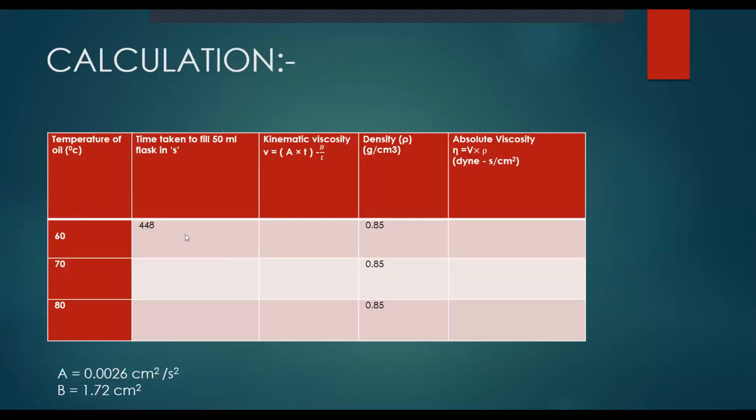No, kinematic. When you apply this equation directly, you will get the kinematic viscosity. So you should plot the graph temperature versus kinematic viscosity. That is one graph. The second graph is temperature versus absolute viscosity. 2 different graphs. Here, which one is the x-axis, which one is the y-axis? Do you think?